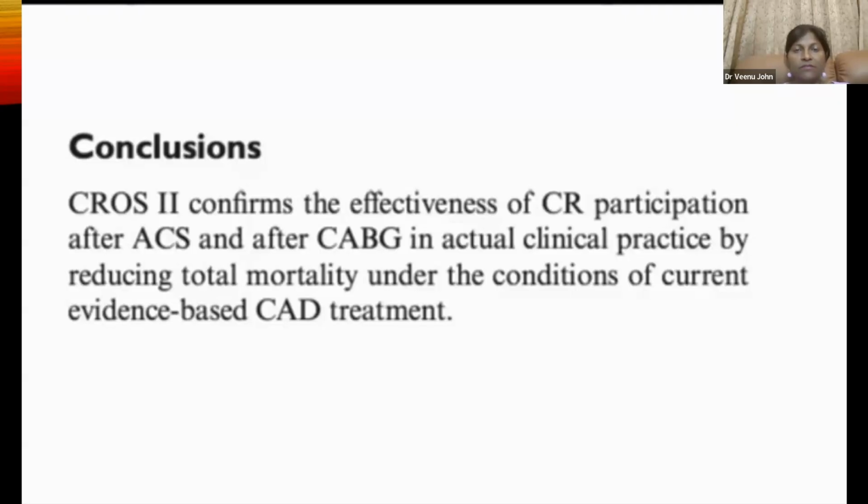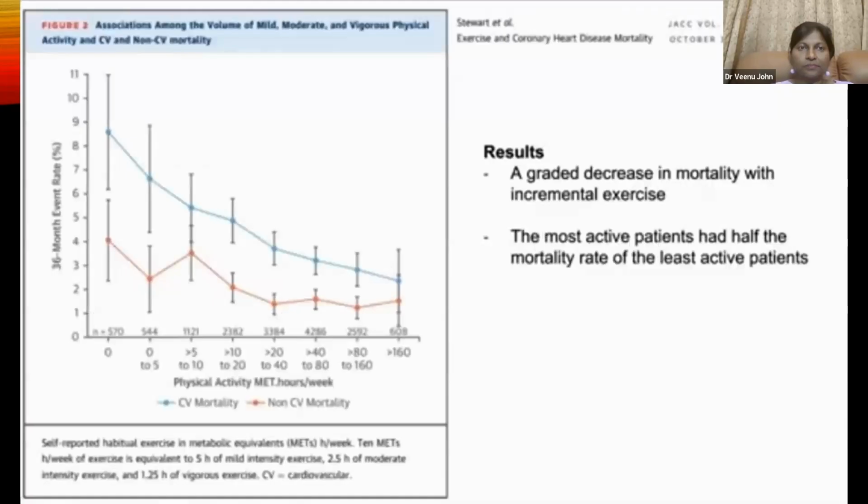And they looked at the effectiveness of cardiac rehabilitation participation after an acute coronary syndrome and after coronary artery bypass surgery in actual clinical practice. And they very clearly found that it reduces total mortality under any condition when it is prescribed to patients with coronary artery disease. Hence, the need for us to give exercise prescription to all our patients with coronary artery disease, depending on what their situation is. So, that is the crux of this talk today.